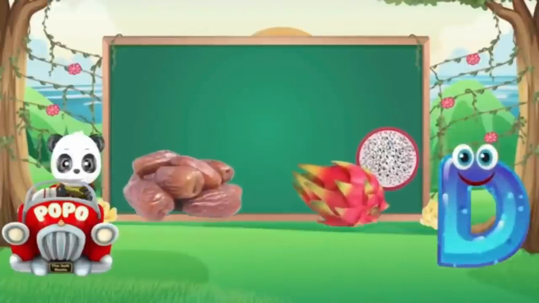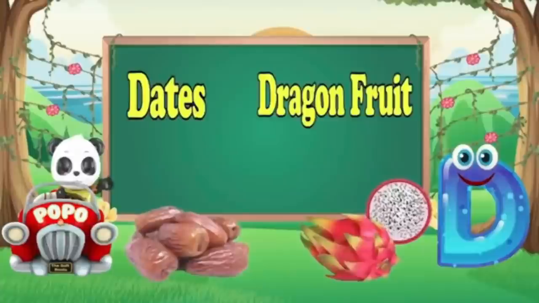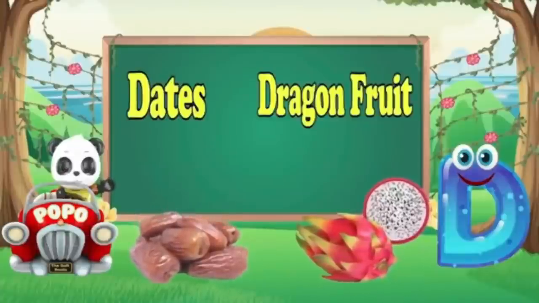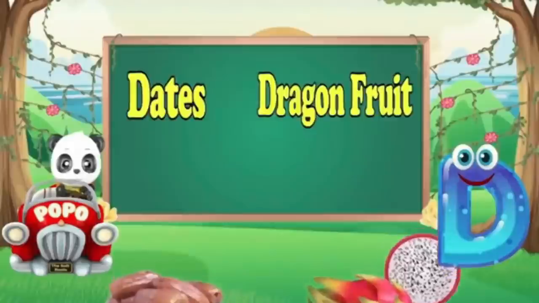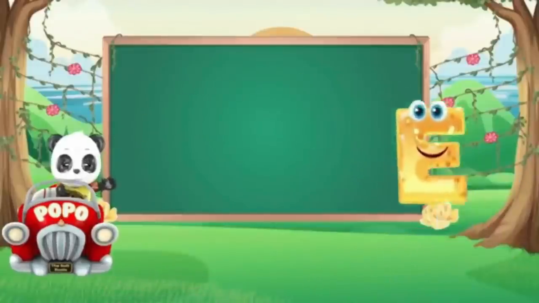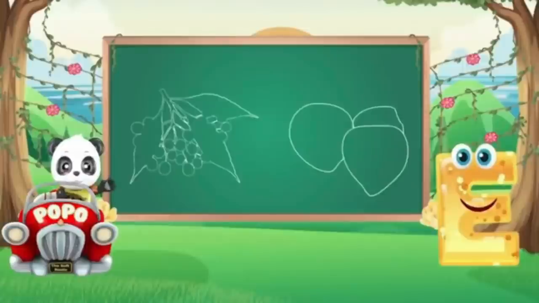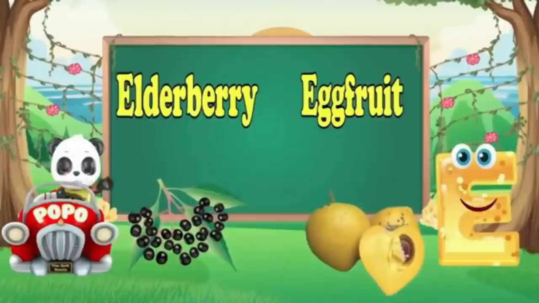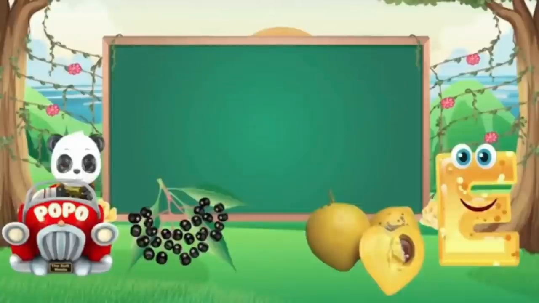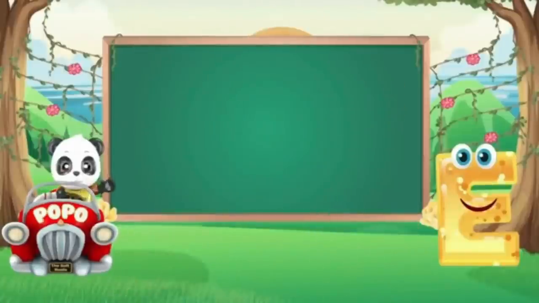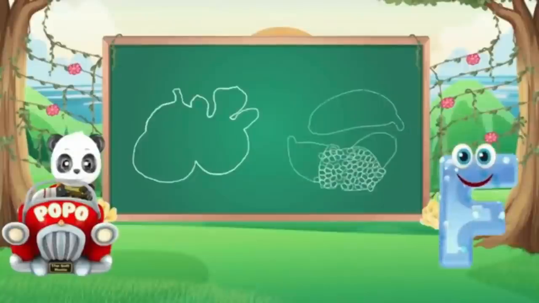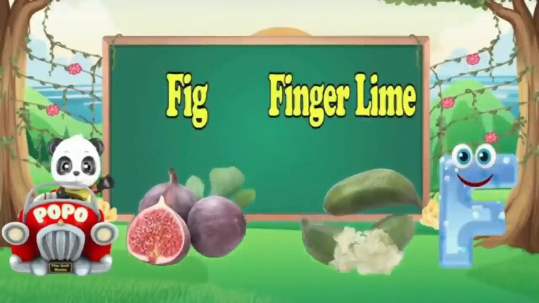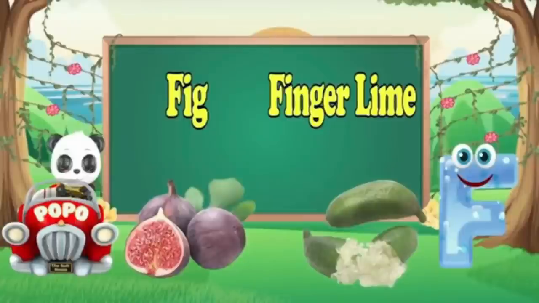D is for dates. Dates. D is for dragon fruit. Dragon fruit. E is for elderberry, elderberry. E is for egg fruit, egg fruit. F is for fig, fig. F is for finger lime, finger lime.